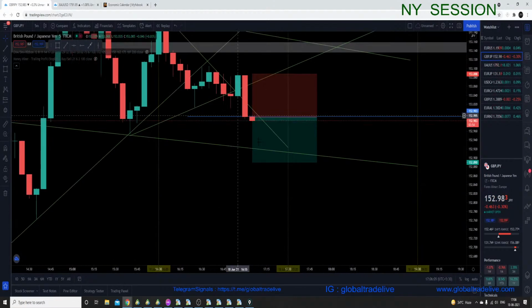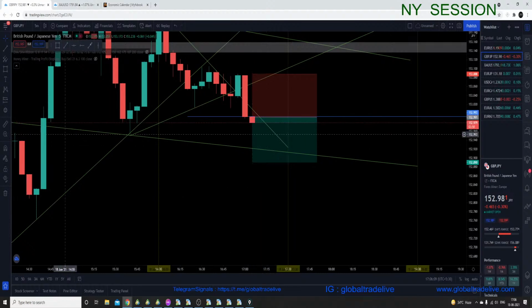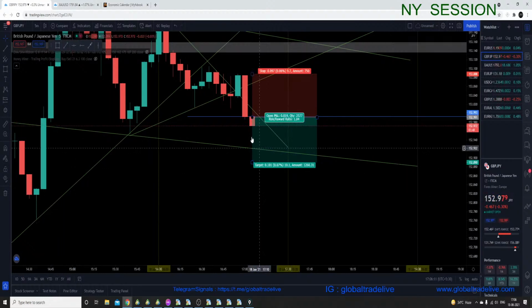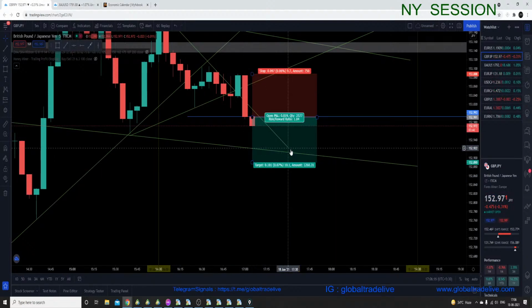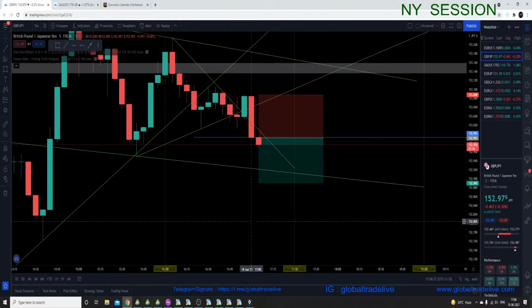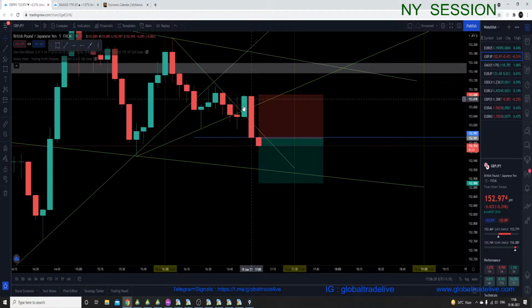Now I am expecting and trusting the volume to push the price more down and fill this area first by going all the way down, and then it should retrace back, tap this trend line, and then in the NY open it should drop further. That's something I'm expecting, because this is a fake out here. The market came all the way down and broke this trend line.